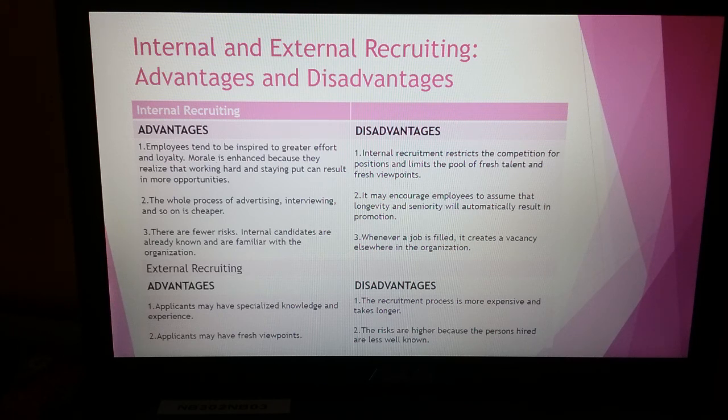And then the other thing is that when one person moves to one job, that's an empty job someplace else. So external recruiting, the people you are hiring might have some sort of specialized knowledge and experience, and they also have a fresh viewpoint, which is very important. And the disadvantage is that it's expensive and it takes a long time, and it's a risk because you don't know the person, and the person doesn't know you, which also could be a problem.